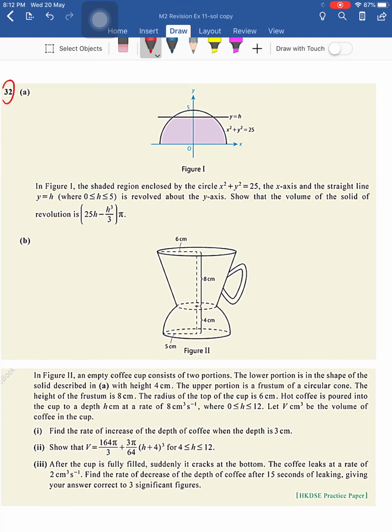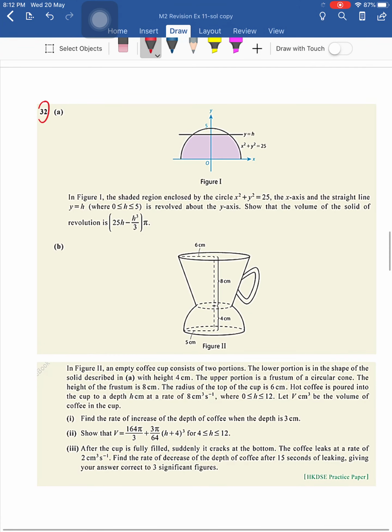Now go to question 32. Okay, this question is very similar to the previous one. This circle hemisphere is x squared plus y squared equals 25, together with the x-axis and the line y equals h. And then we rotate about our y-axis, so that the volume of the solid, its length is dy.